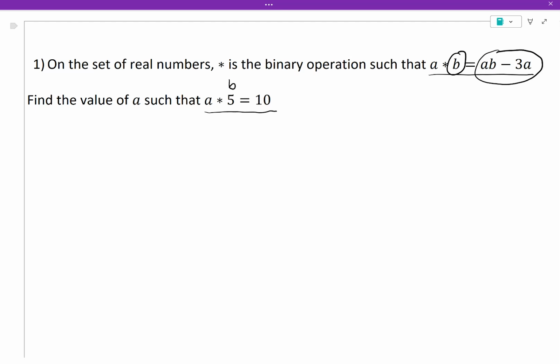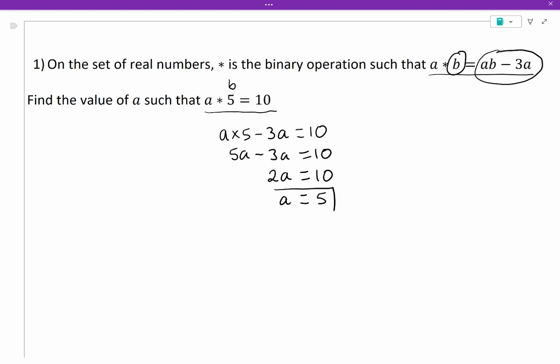So I can form an equation. It'll be a multiplied by b, which is 5, take away 3a is equal to 10. Then on the left-hand side, we've got 5a take away 3a is equal to 10. So 2a is going to be equal to 10, and therefore a would be equal to 5 in this case. And that will be the solution.